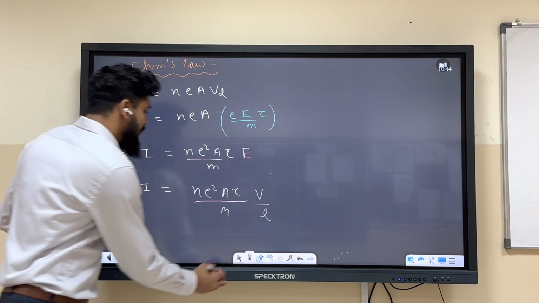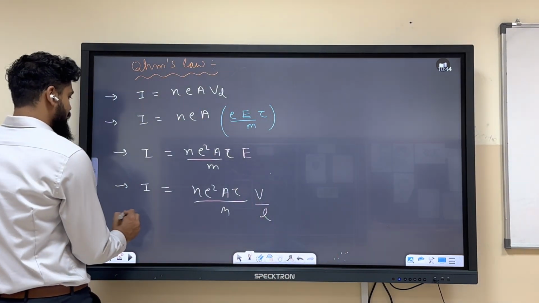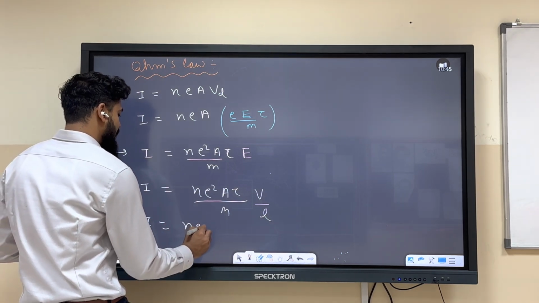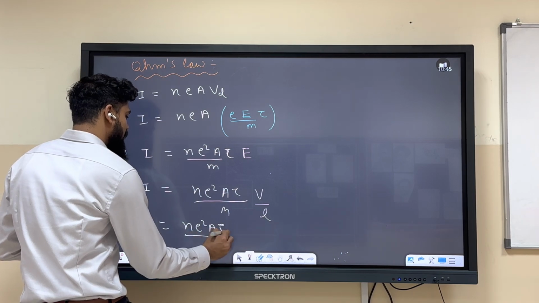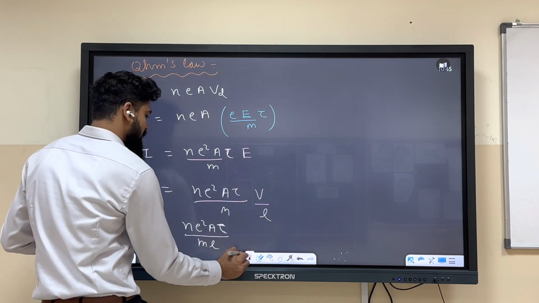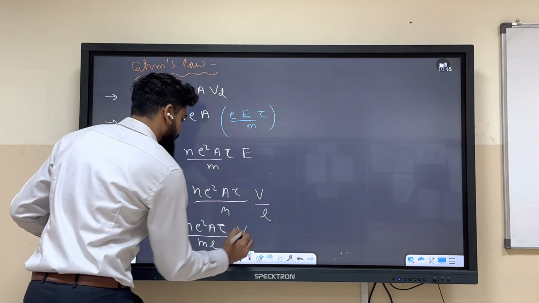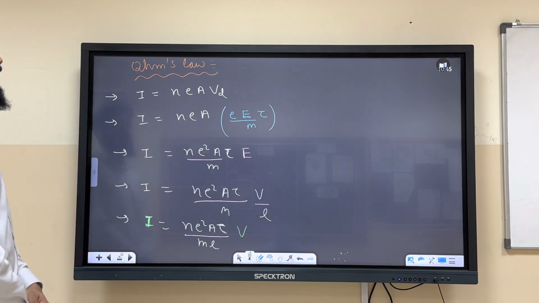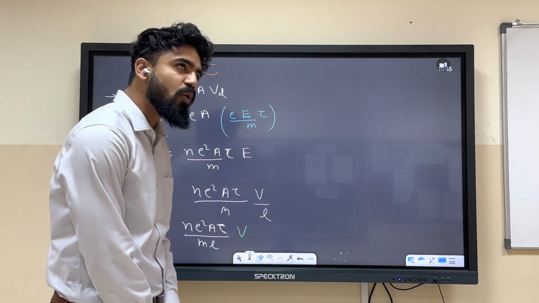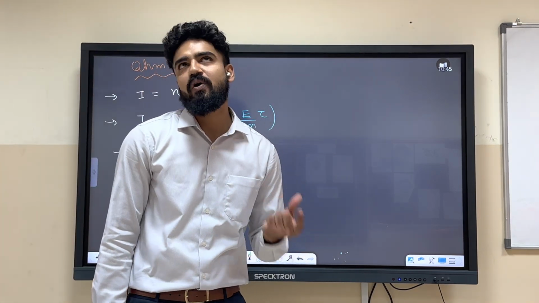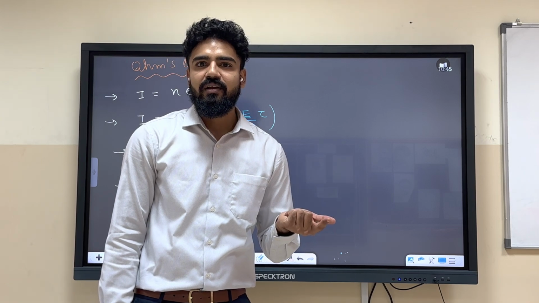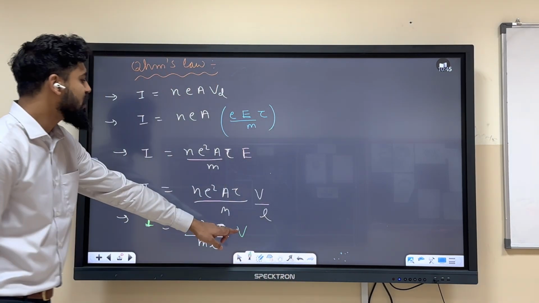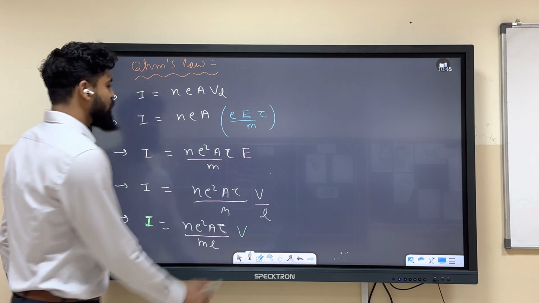Now look carefully. What was Ohm's law? I equals ne square A tau over mL times V, and you get two important characters, I and V. By looking at I and V, Ohm's law says that the ratio of V upon I was constant, or V was directly proportional to I. Look over here: V is directly proportional to I.